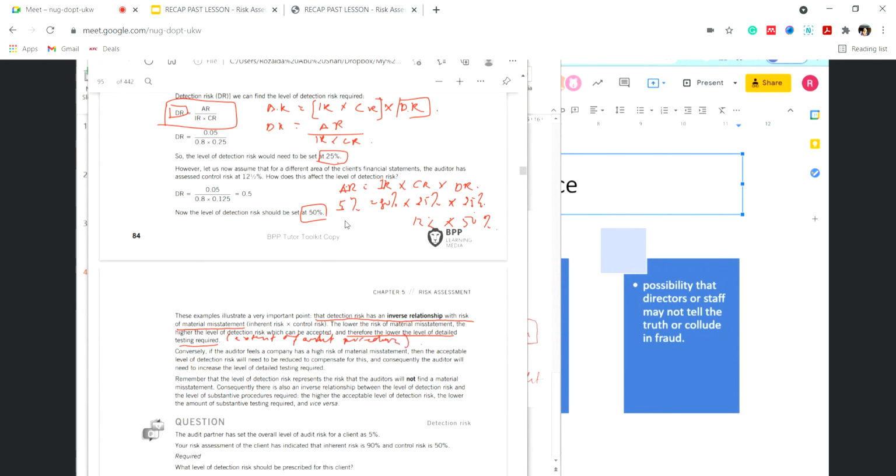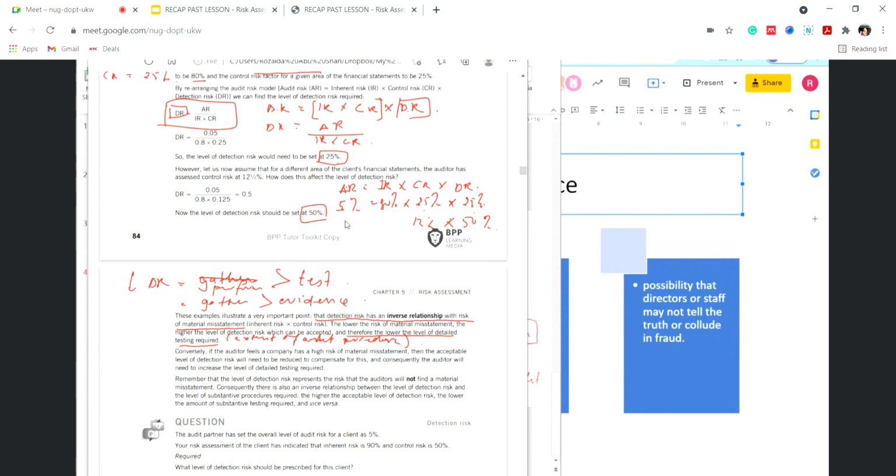Okay, so what it means is, when you know that the inherent risk and control risk is high, you have to set a low detection risk. When you set a low detection risk, you have to gather more audit tests. Okay, you have to perform more audit tests. It means that you have to gather more audit evidence. So that is the meaning of inverse relationship. Okay, any question on that inverse relationship? Any questions?